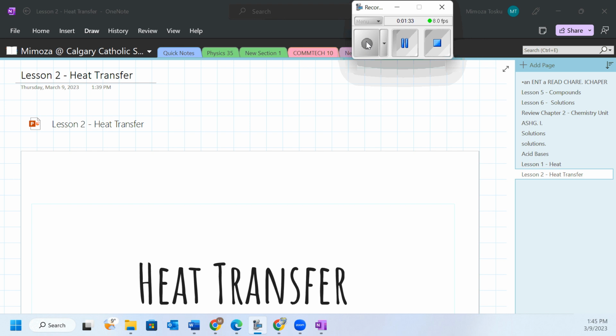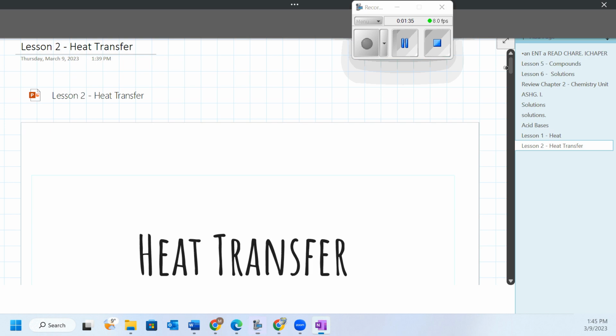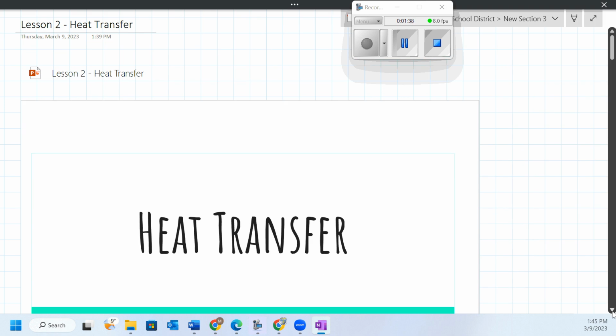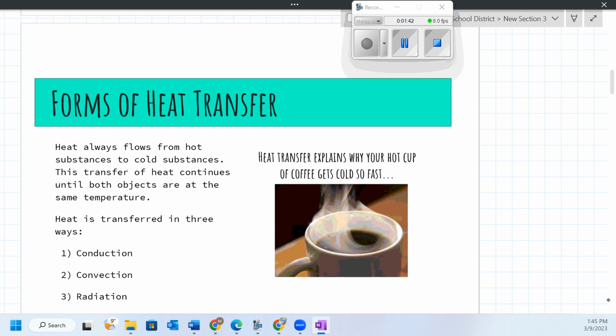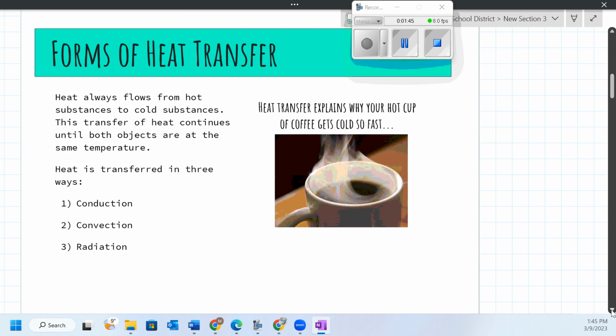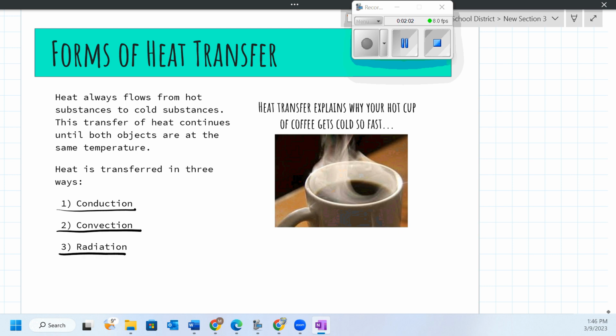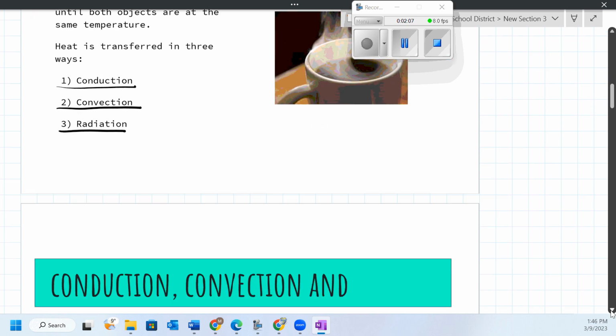Today, we will talk about heat transfer. Now that we have heat, we are looking at how heat is transferred from one place to another, from one object to another. There are three ways that heat is transferred: conduction, convection, and radiation. Let's talk about all three.